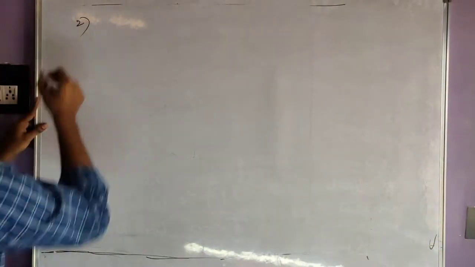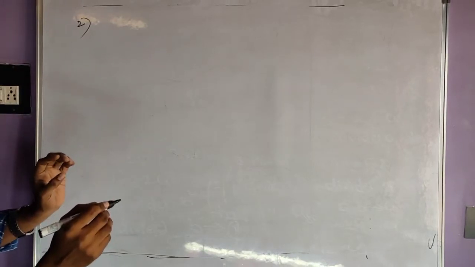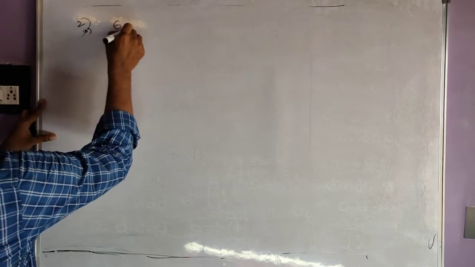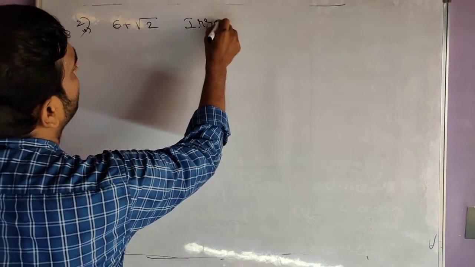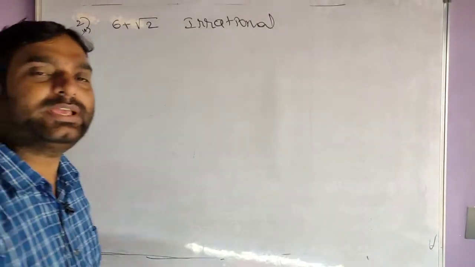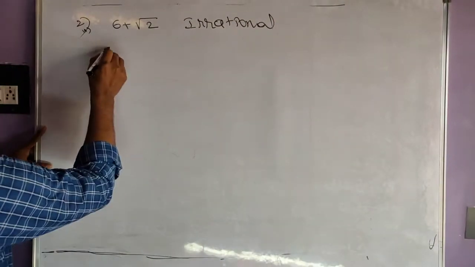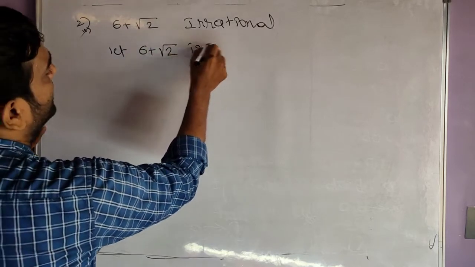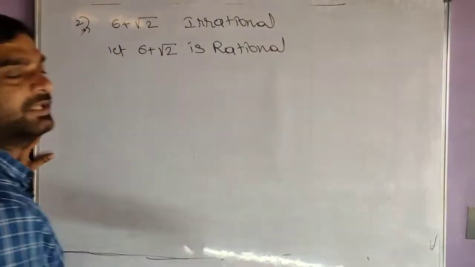Second one. Prove that 6 plus root 2 is an irrational number. Here also, let 6 plus root 2 be rational. Take it like this: 6 plus root 2 is rational.